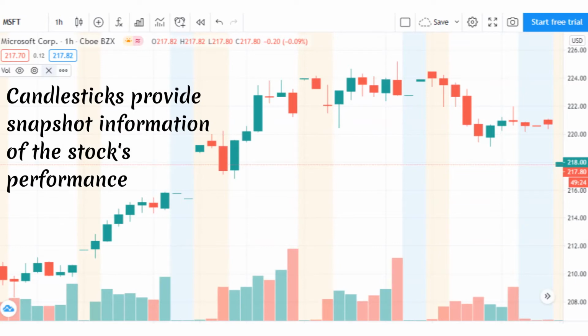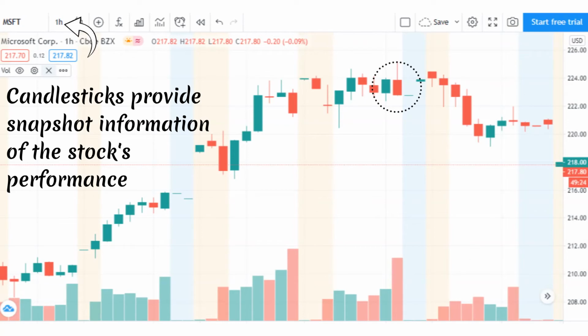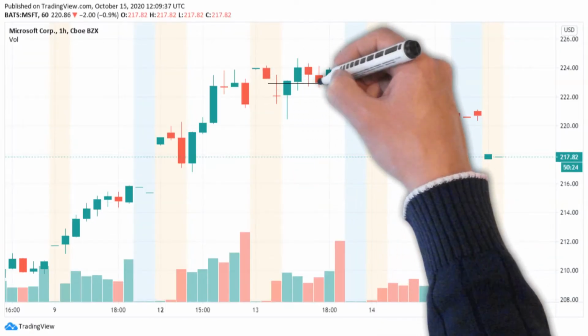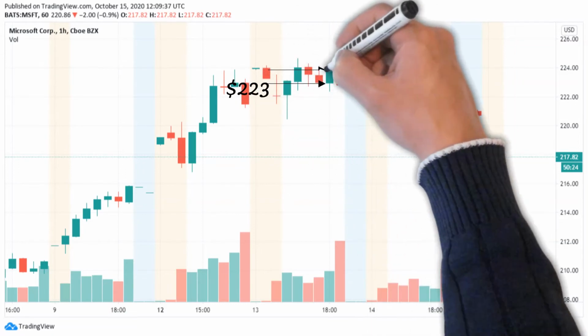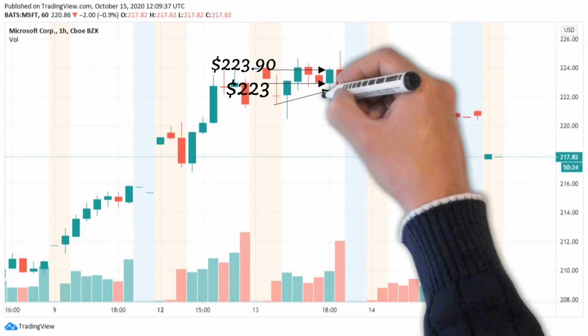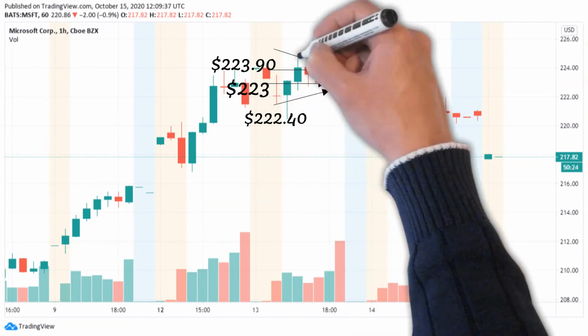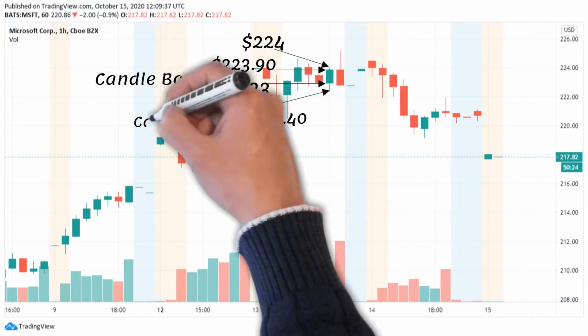Look at this chart for Microsoft stocks. The period is 1 hour, meaning every candle contains the price changes for 1 hour. Let's look at these two candles here, and see what they tell us. In the first candle, we see that the opening price was $223. The closing price at the end of the hour is $223.90. In that same hour, the price went as low as $222.40, and went as high as $224.